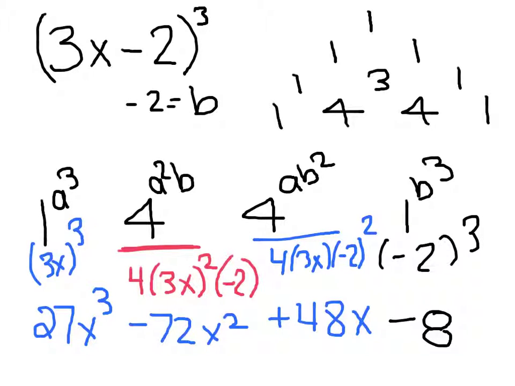But what I really want you to pay attention to is I put the 3x in parentheses, and so the 3 got cubed and the x got cubed. This is 27. Most of you who are making mistakes on a binomial expansion aren't taking the numbers when you substitute them to the right power.